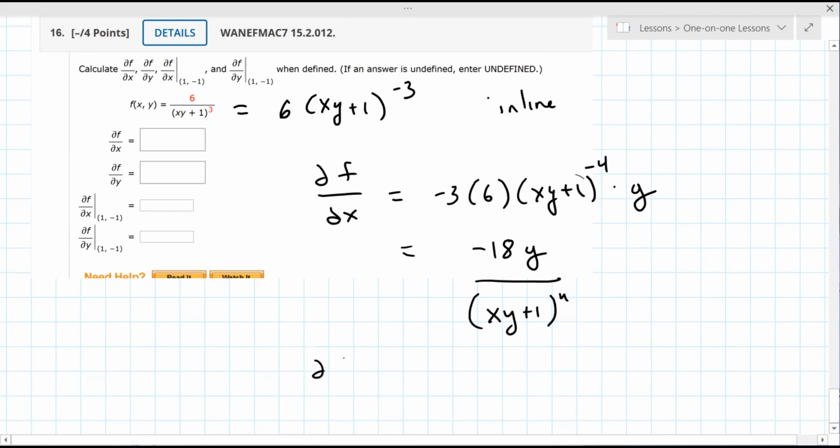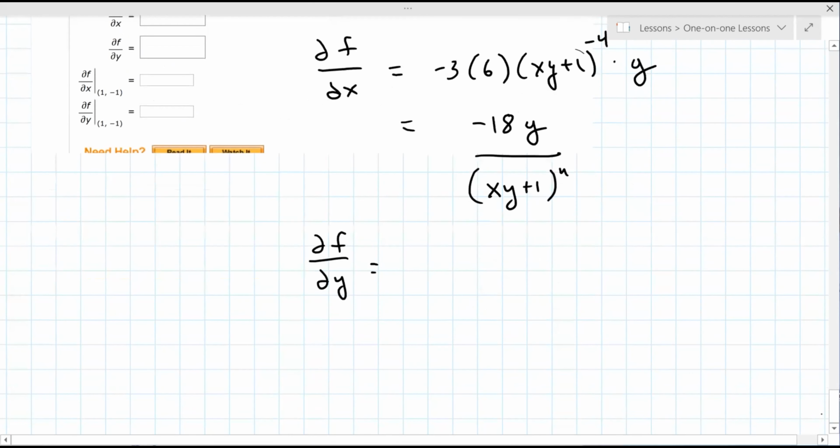So now we're going to do the same thing, though. We're going to do it with respect to y. And it's very similar. Since y is in the inside part of the function, it's still power rule followed by the chain rule derivative, which means the inside part. You have to take the derivative, keep going of the inside until you get that. So it's minus 3 times 6xy plus 1 to the minus 4 power. Now the derivative of this with respect to y, the derivative of y is 1, so you just keep the x. So see, it's really similar.